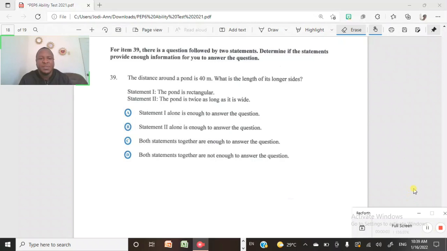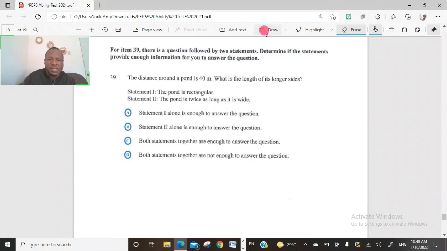For item 39, there is a question followed by 2 statements. Determine if the statements provide enough information to answer the question. The distance around a pond is 40 meters. What is the length of its longer sides? Statement 1: the pond is rectangular. Statement 2: the pond is twice as long as it is wide. A reads statement 1 alone is enough to answer the question, definitely not. B reads statement 2 alone is enough, definitely not. Let us check to see if both statements are enough.